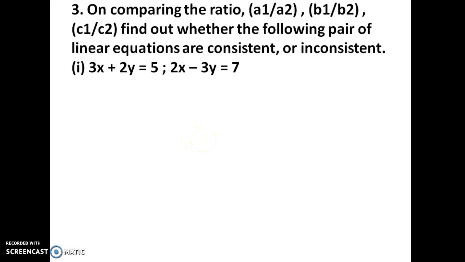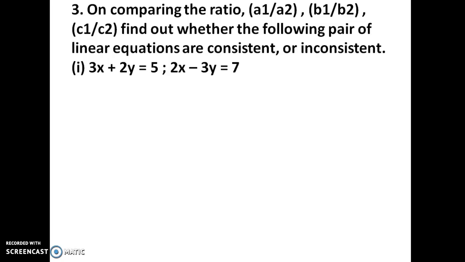The problems which I didn't work out in the previous problem are your homework. You try on your own. If you have any doubt, you can ask me. Now coming to the third problem. On comparing the ratio, find out whether the following pair of linear equations are consistent or inconsistent. We have to find out consistent or inconsistent. Very similar to the previous problem, let's solve now.